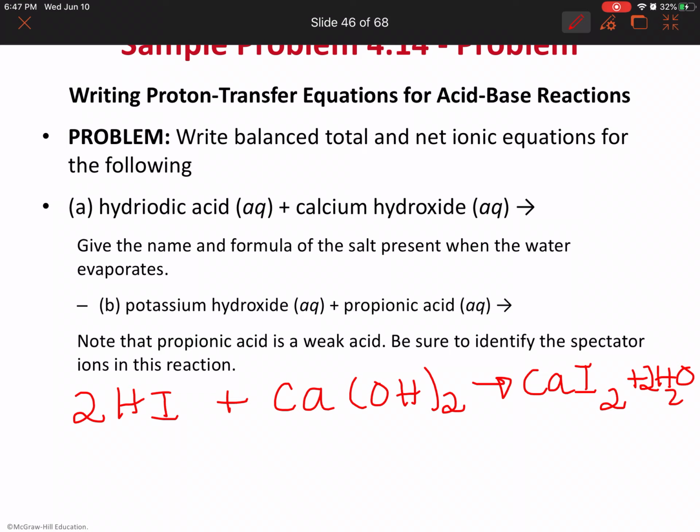Okay. Now calcium iodide. Since this is an acid-base reaction, liquid water is going to form, and that's going to be one of the products. And we also need to find out if calcium iodide is soluble or insoluble. You can refer to the chart to find out, and you will know that calcium iodide is soluble. So this is going to be aq, aq, aq.